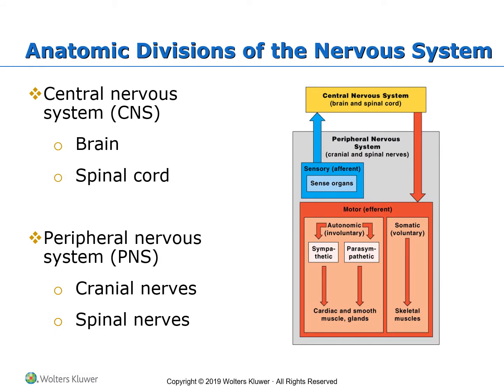So how can we divide the nervous system? The nervous system can be divided into the central and peripheral nervous system. In the central nervous system, we have the brain and the spinal cord, and in the peripheral nervous system, we have the cranial nerves and the spinal nerves.